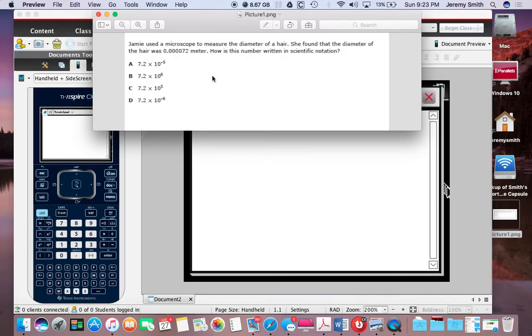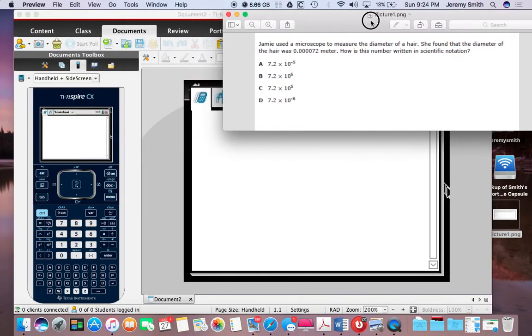So it's talking about Jamie used a microscope to measure the diameter of a hair. She found that the diameter of her hair was 0.00072 meters. How is this number written in scientific notation?